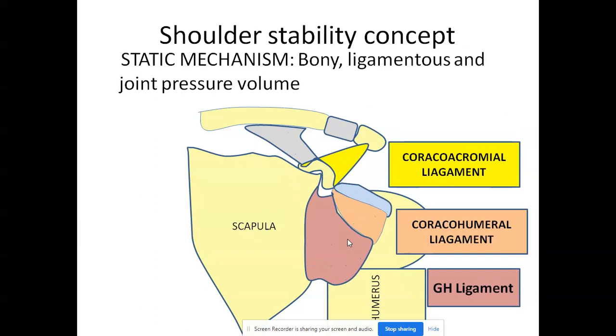Coming to ligamentous. There are many ligaments in the shoulder complex. The three important ligaments when we are talking about the glenohumeral joint are the coracoacromial, the yellow color, the coracohumeral, the tannish pink color, and then comes your GH ligament, that is your glenohumeral ligament. The glenohumeral ligament is divided into three parts: the superior glenohumeral ligament, the medial glenohumeral ligament, and the inferior glenohumeral ligament complex.